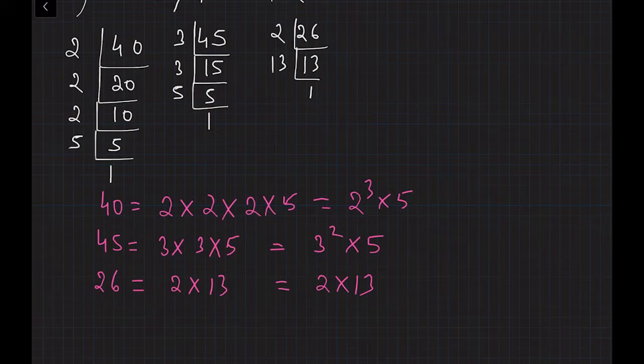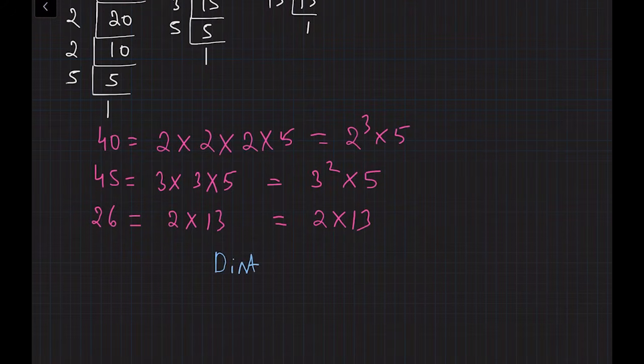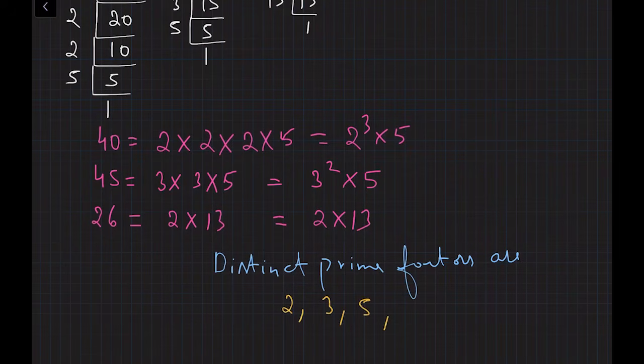Now let us write down the distinct prime factors. The distinct prime factors are 2, then 3, 5 and 13. So these are the four distinct prime factors that are occurring in the prime factorizations of 40, 45 and 26. So we have 2 here, 3 here, 5 here and 13 here, and this 2 is already considered because every prime factor is considered only once, and this 5 is already considered. Therefore, these are the four distinct prime factors that are occurring in the prime factorizations of 40, 45 and 26.